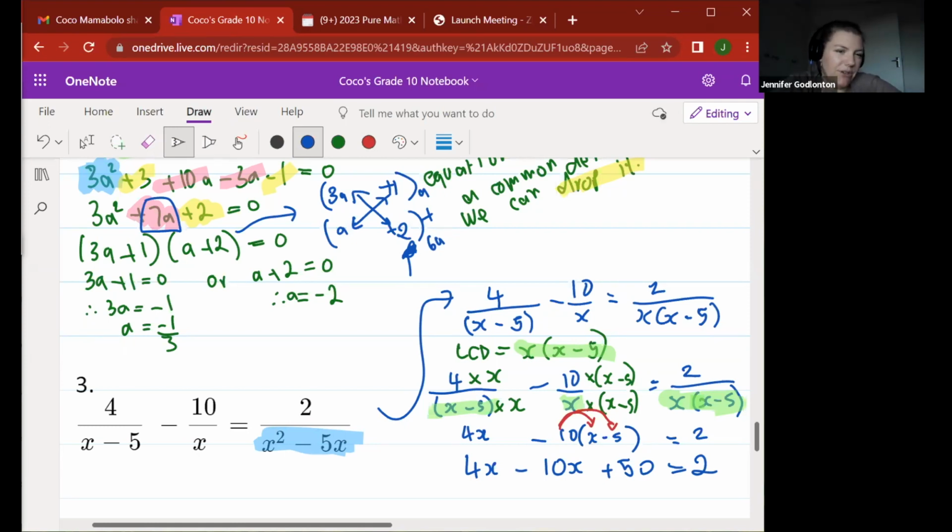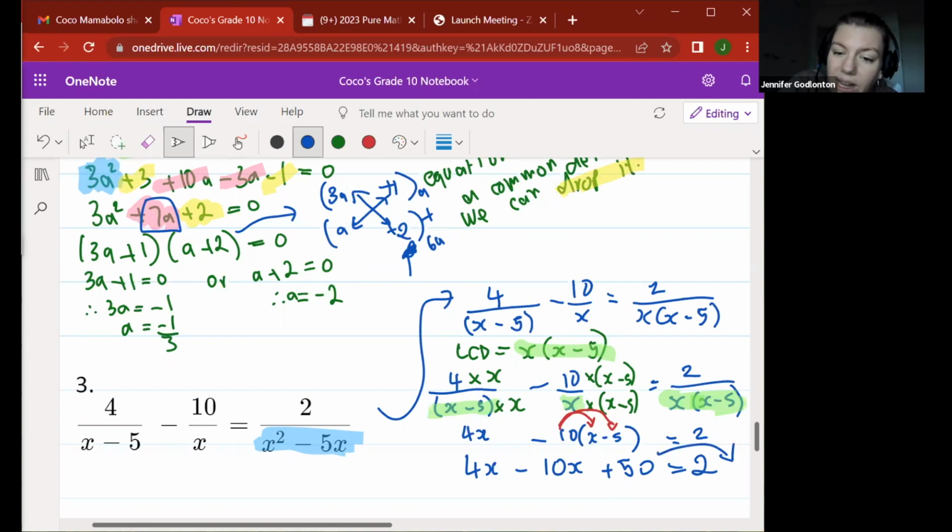Now my question to you is, because I'm seeing some people in the chat say we need to move the 2 over. So my question to you now is, is this a quadratic equation or is this a linear equation? Is this quadratic or is this linear? Good. Okay, it's linear because there's no x squared. There's only an x. Now we only need to move everything to one side and make it equal to 0 if it is quadratic. Because it is linear, we can move that 50 to the other side.